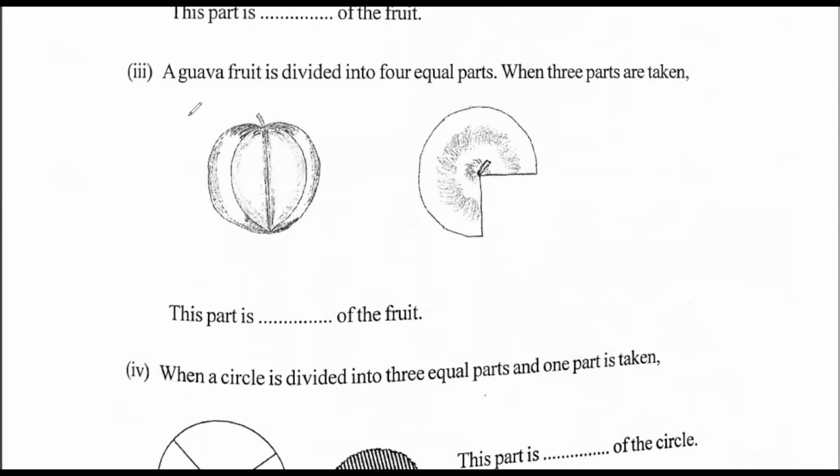Okay sir. Okay, so now this one divided into 4 equal parts when 3 parts are taken, so you can write it this way, 3 over 4, or you can write the answer as 3/4. Correct, sir. This is correct. 3/4 also correct.